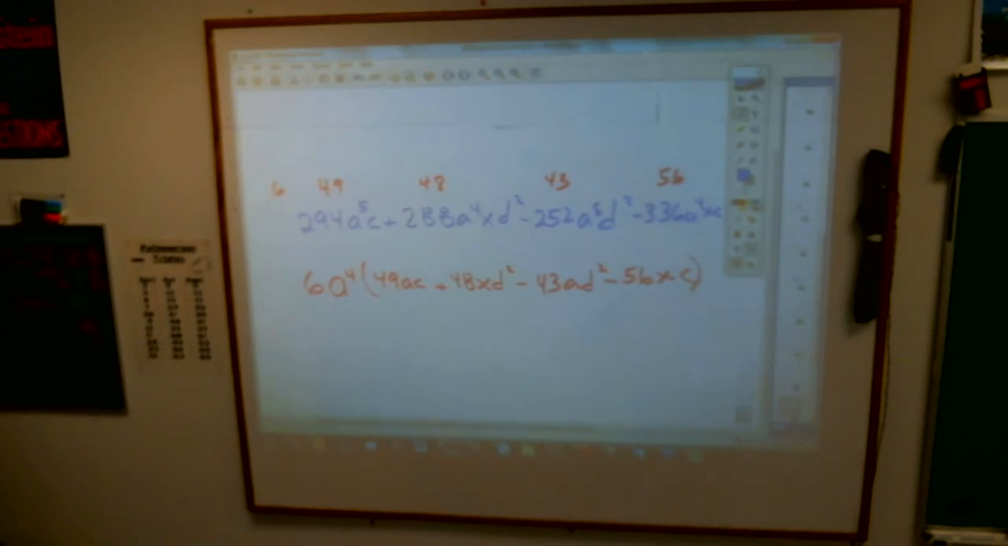I just took out a common factor, which is high numbers because David picked this problem. Anyway, that's yours.